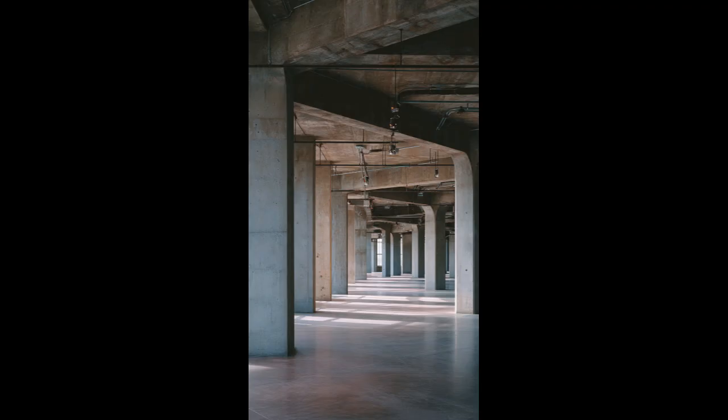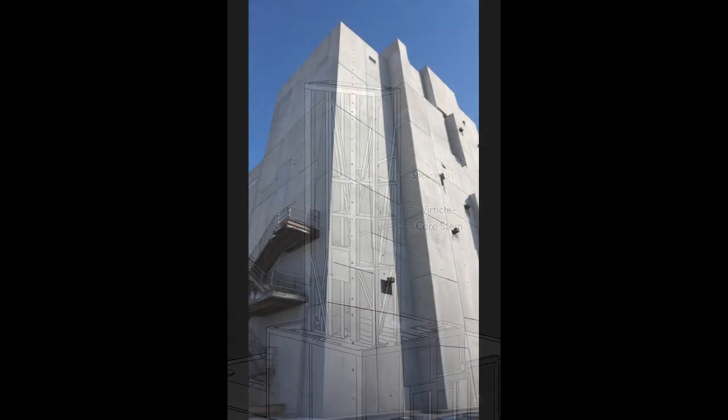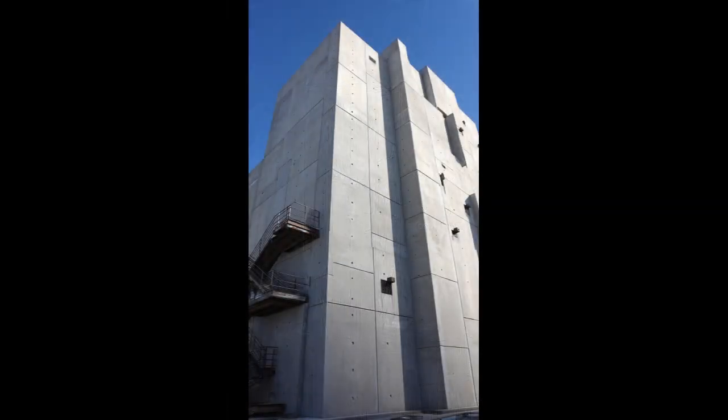Shear wall systems use vertical walls to resist horizontal forces, such as wind and earthquakes. These walls increase stiffness and reduce building movement. Shear walls are often integrated into staircases or service areas to minimize spatial disruption.